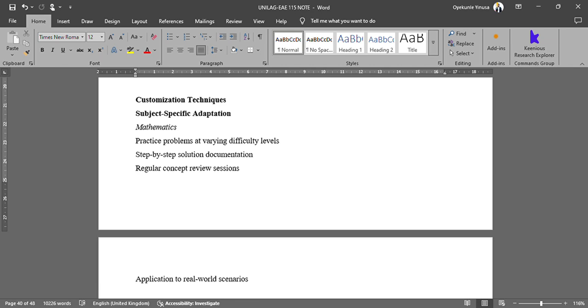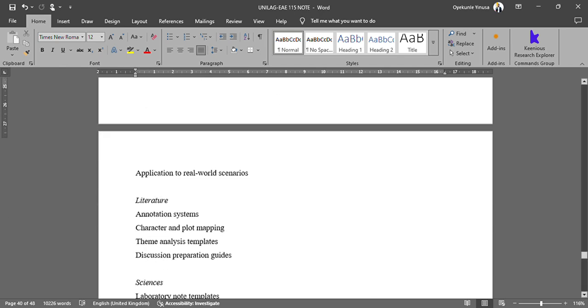Whenever you are taught a concept, a formula, or a topic, you must be able to do that topic again on your own. You must be able to apply the formula. You must be able to do step-by-step solution documentation and keep regular review sessions. So when you do this, you discover that it's a way of learning more.